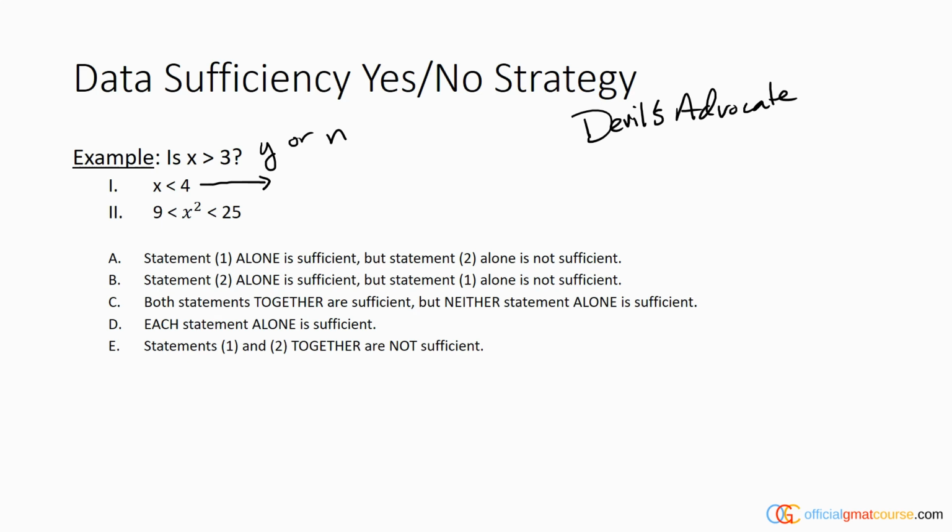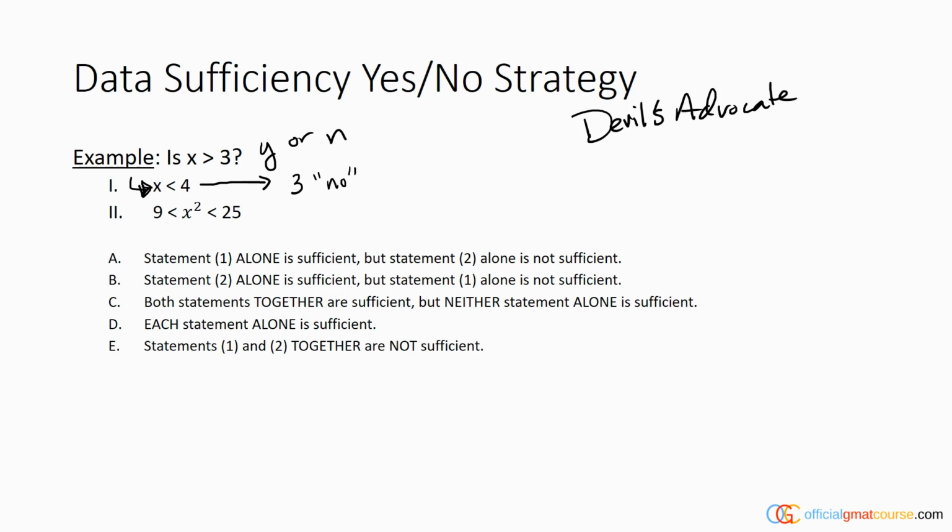So the question is, is x greater than 3? Just pick a random number that follows this rule. So this is a rule that we have to follow: x is less than 4. Okay, I'm going to pick x is equal to 3. Is x greater than 3? This would answer our question, no. x is equal to 3, it's not greater than 3.